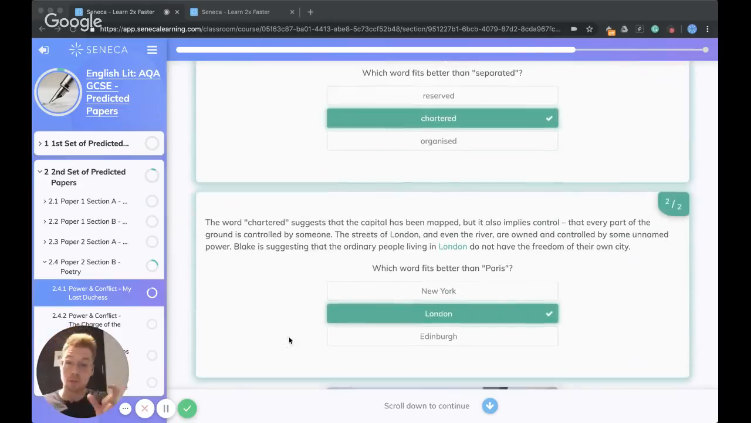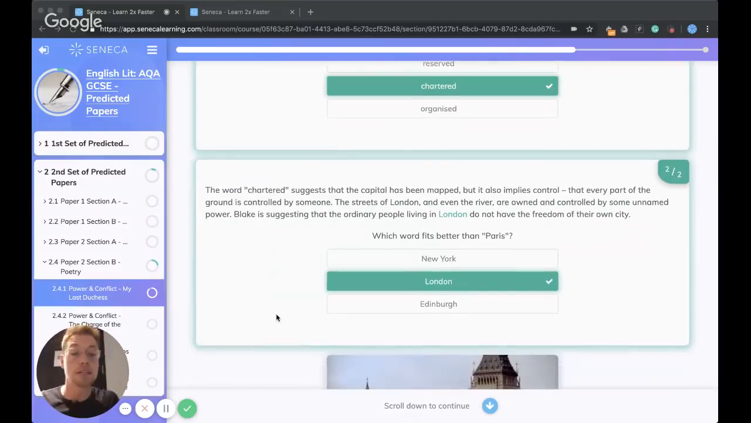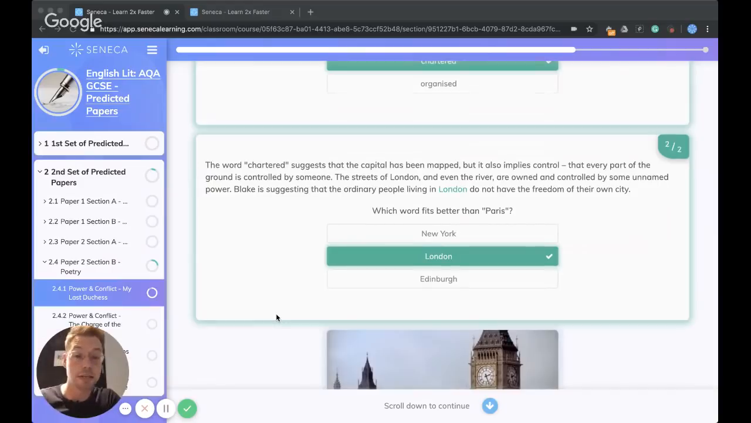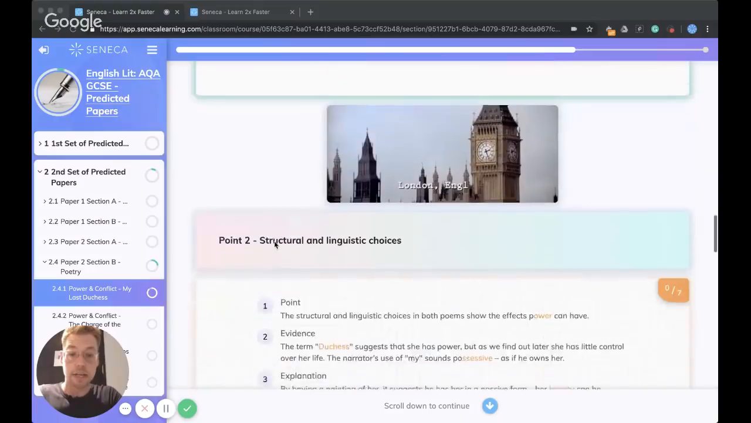And again, here, the word chartered suggests that the capital has been mapped, but it also implies control. So you can see there how you are taking one word and giving two explanations about it, okay? That's what the examiner is going to want to see to give you those higher marks. So try and say more than one thing about a particular quote. Streets of London and even the river are owned and controlled by some unnamed power. Blake is suggesting that ordinary people living in London do not have freedom of their own city, okay? So that takes us to the end of the first paragraph.